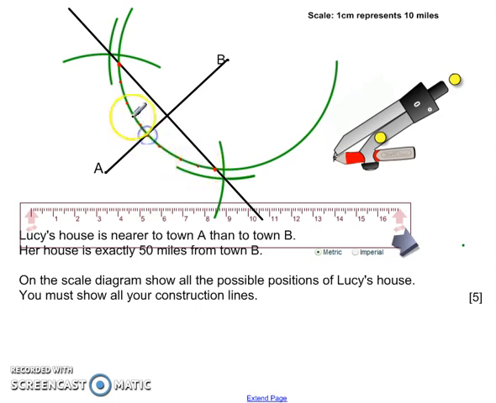And that is how you get your full 5 marks on that question, is making sure that it's nice and clear that anywhere along that arc her house could be. Because these are all the points that are exactly 50 miles from B along the curve, along the arc, and in the area that is closer to town A. So we've satisfied both of these statements by doing our construction of our perpendicular bisector, doing the loci around the point B, and we found all the points.